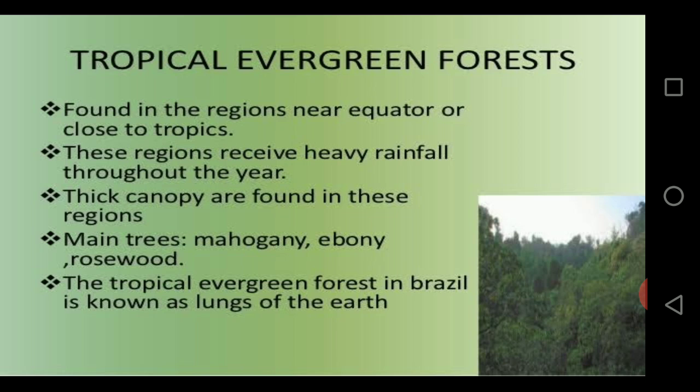They are also found in Brazil, and these are known as the lungs of the earth. Like the river Amazon, we are all aware it is full of forest, and these forests are called the lungs of the earth. You know that forests are very important for the oxygen level. They give you freshness. A huge amount of forest is found in Brazil, in the Amazon basin. Hence, they are called the lungs, the part of the earth which helps it to breathe.